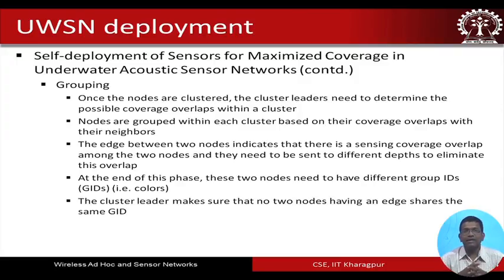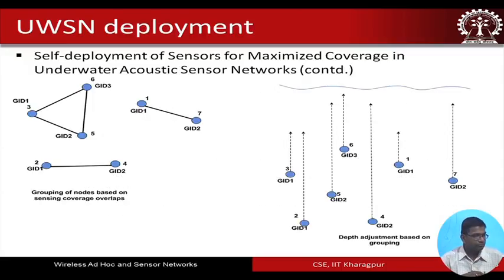So, at the end of this phase, these two nodes need to have different group IDs, GIDs, which are denoted through different colors. So, these different group IDs are formed: GID 1, GID 2, and so on and so forth. This is the depth view of these group IDs and the corresponding clusters. And this grouping of these nodes is based on the sensing coverage overlaps.